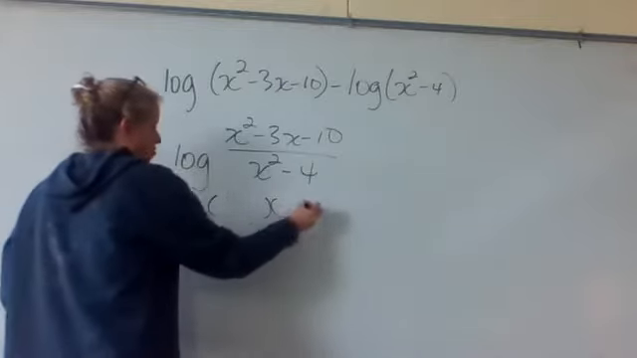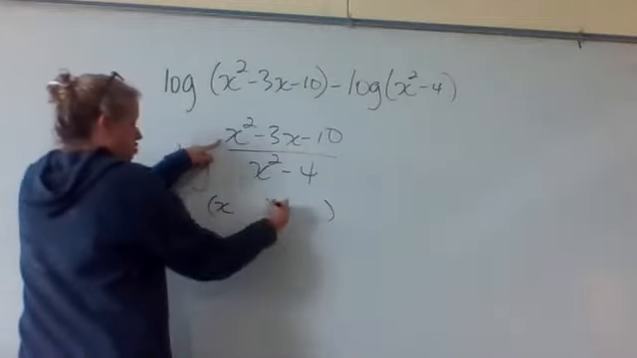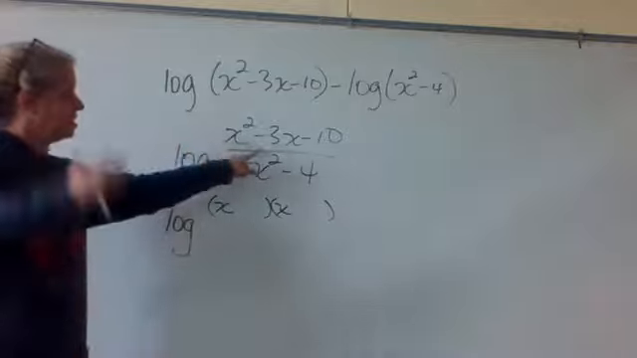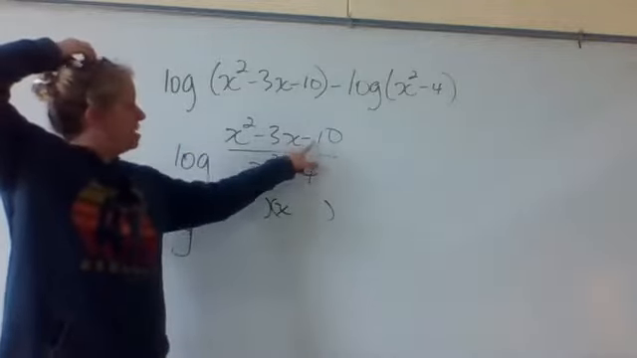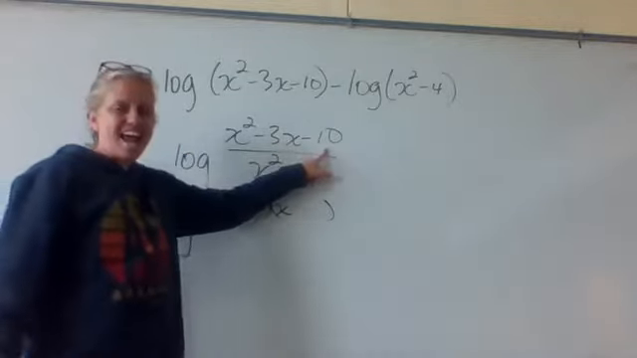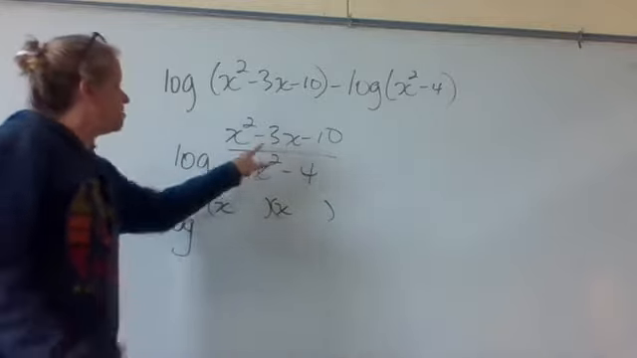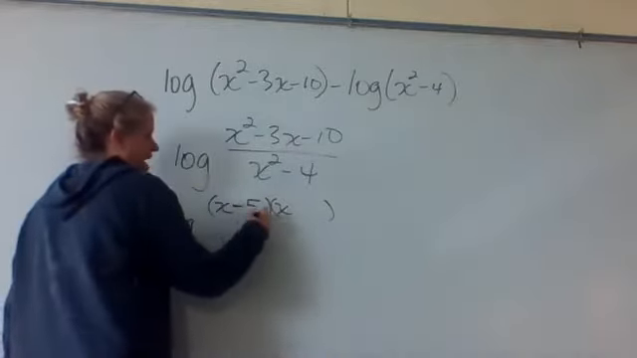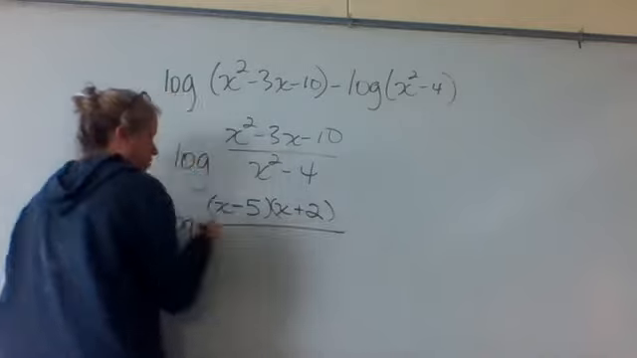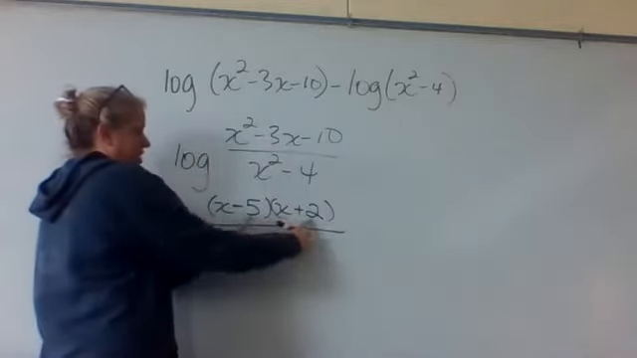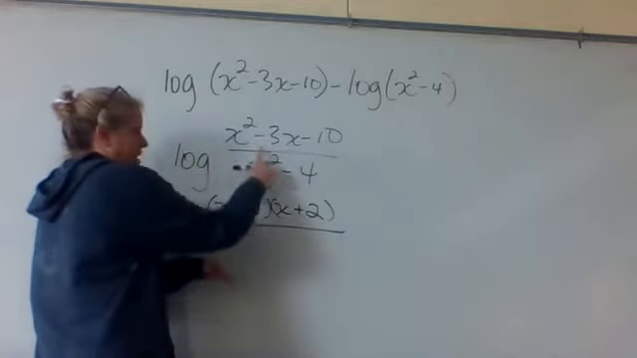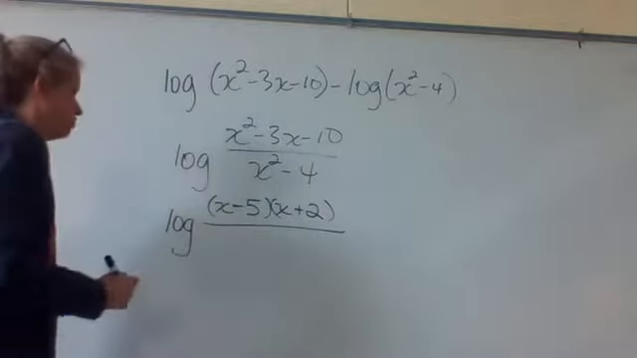So let's look at what the top will be. x and x for x squared. This time, numbers that multiply to give me negative 10 and add to give me negative 3. Well, that's going to be a negative 5 and a positive 2, right? Multiplies to negative 10. Negative 5 plus 2 gives me negative 3.